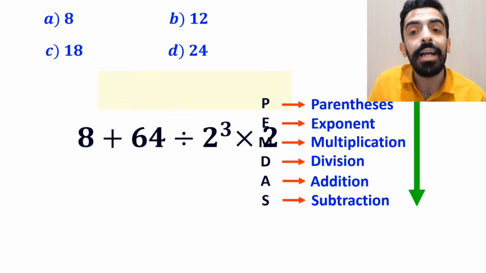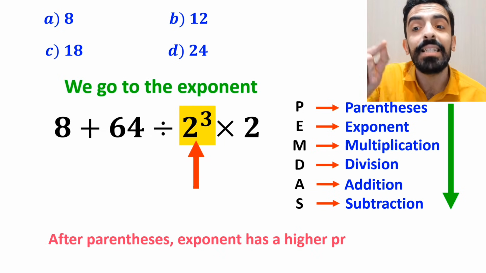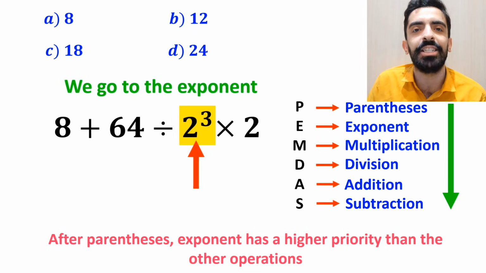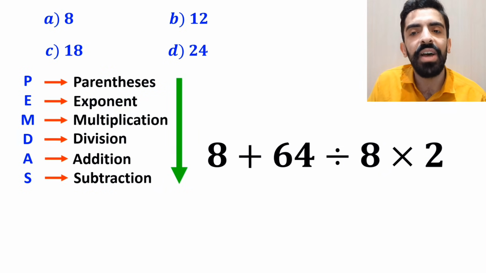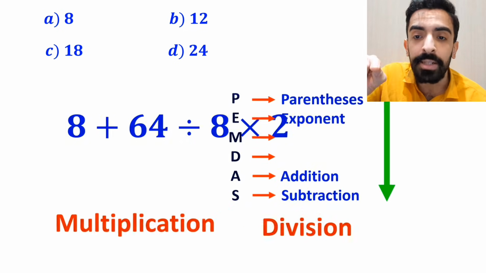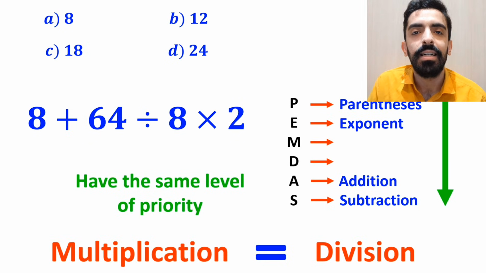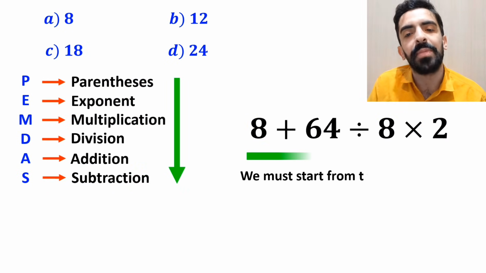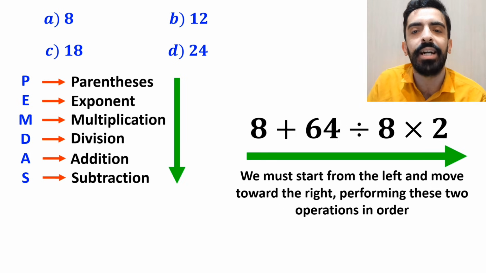times 2. And the next step, we go to the exponent because after parentheses, exponent has a higher priority than the other operations. So, this expression simplifies to 8 plus 64 divided by 8 times 2. Then, we must perform the division and multiplication. However, it's really important to understand that in the PEMDAS rule, multiplication and division have the same level of priority. In this situation, we must start from the left and move toward the right, performing these two operations in order.